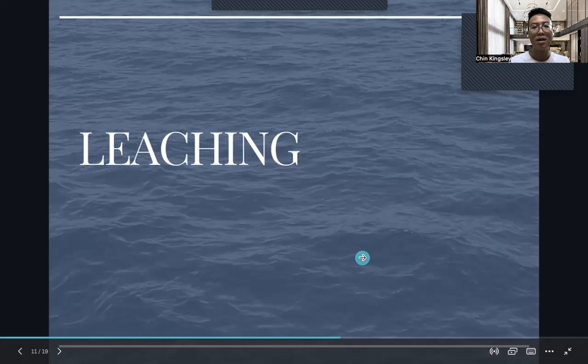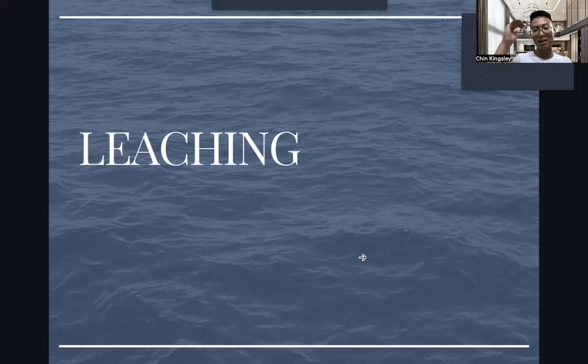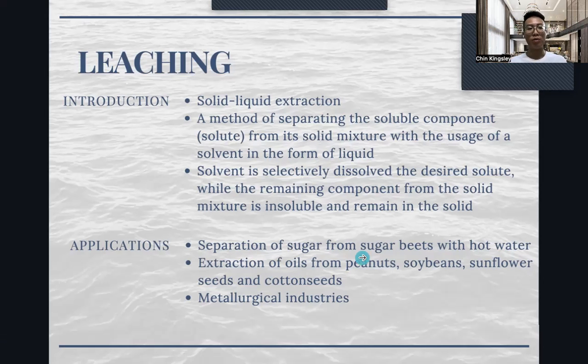So next, the last one, leaching. This is the last process I'm going to explain. Leaching we can call solid-liquid extraction, and it is a method of separating the soluble component, the solute, from its solid mixture with the usage of a solvent in the form of liquid. The solvent selectively dissolves the desired solute, while the remaining component from the solid mixture is insoluble and remains in the solid form.